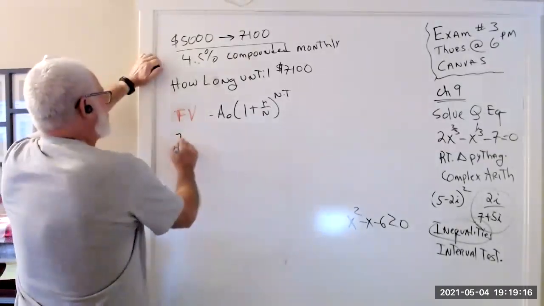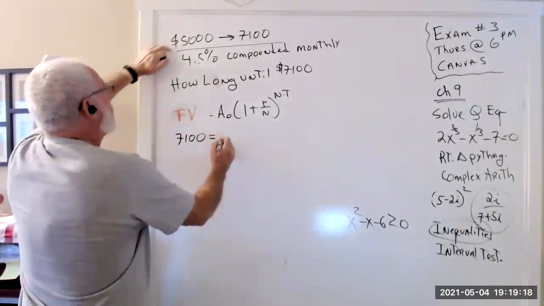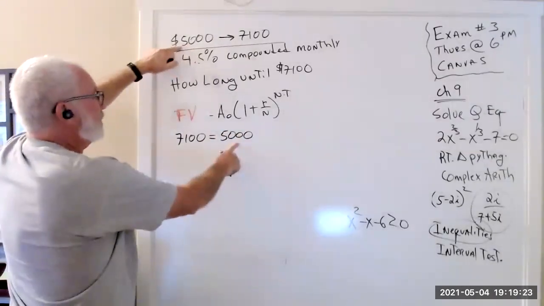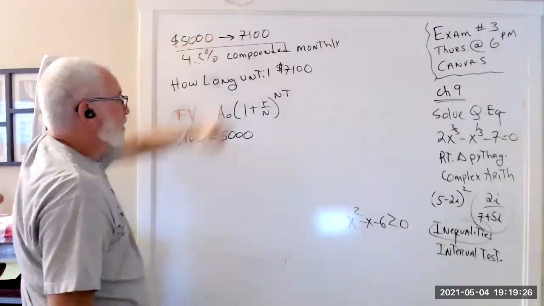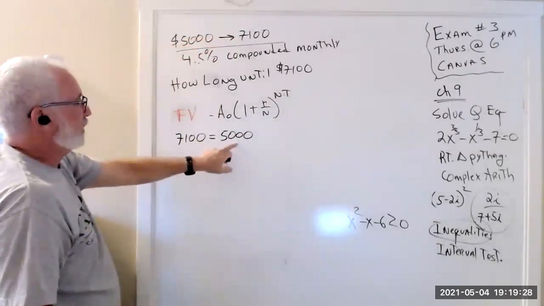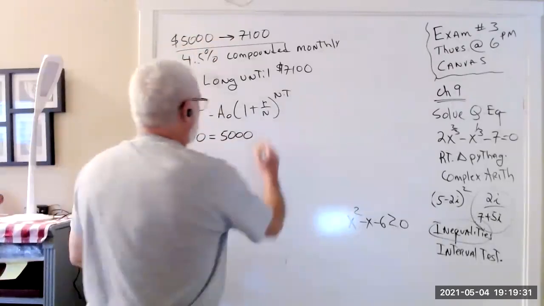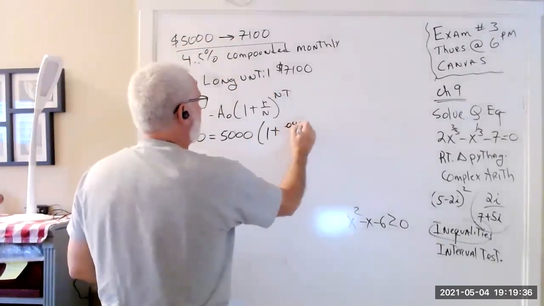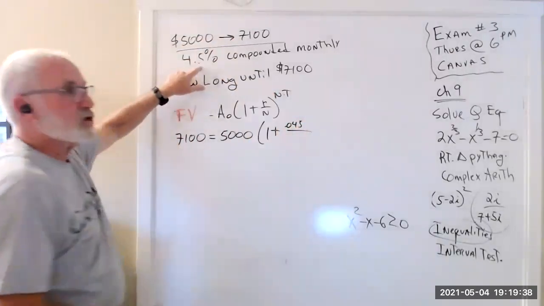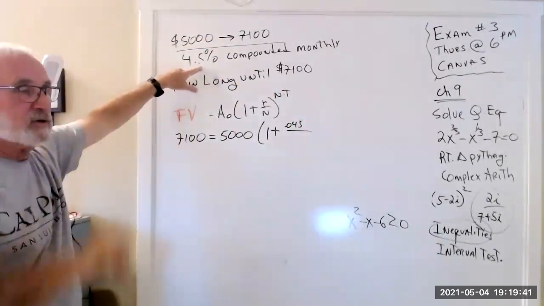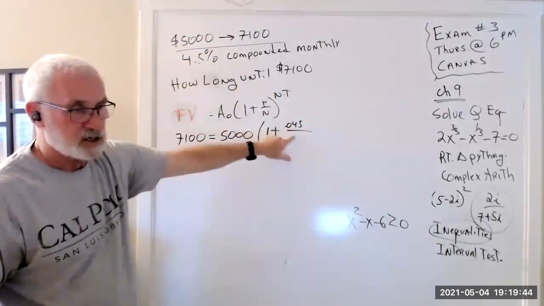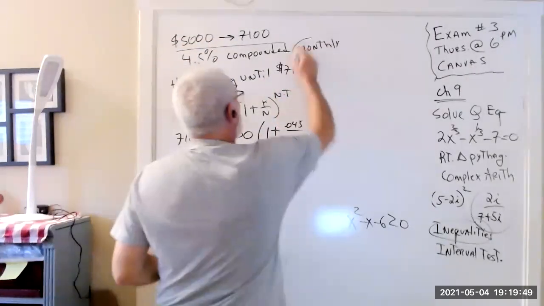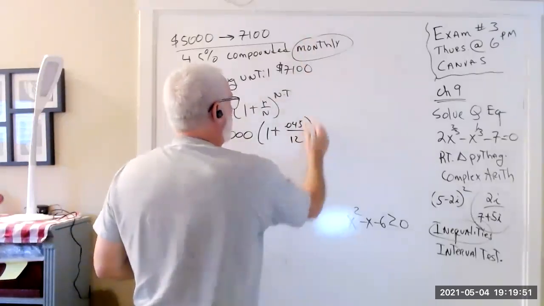Okay, so we have 7100 equals 5,000. That's what it said. We start at 5,000. We want to end up at 7,100. Start at 5,000, that was the initial, end up at 7,100. 1 plus the rate was 0.045. Remember, you always had to change it to a decimal. They give it to you as a percent, but you have to use it as a decimal. Now this time, because it says compounded monthly, we use 12.